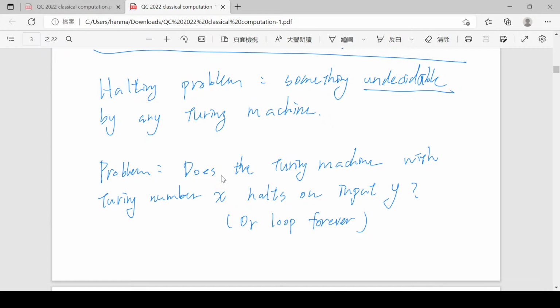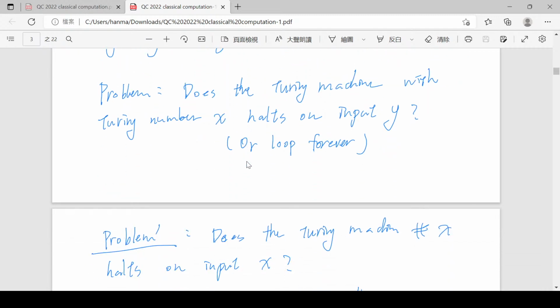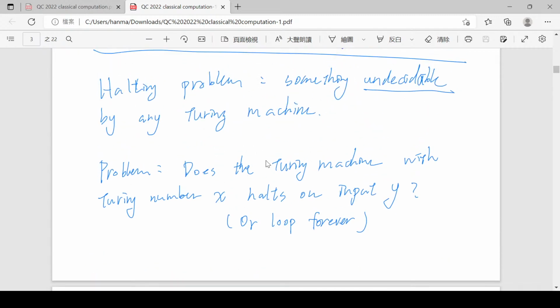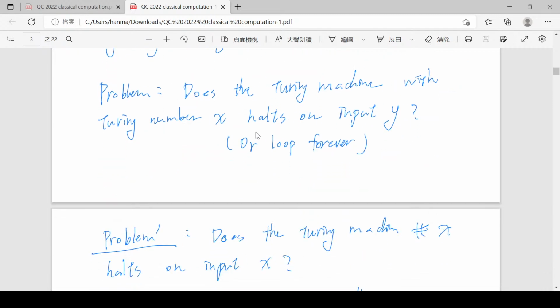So before we start doing the actual proof, any question about this quick review of Turing machine and the definition of the problem? Okay, no. Okay, so let's start our proofs.